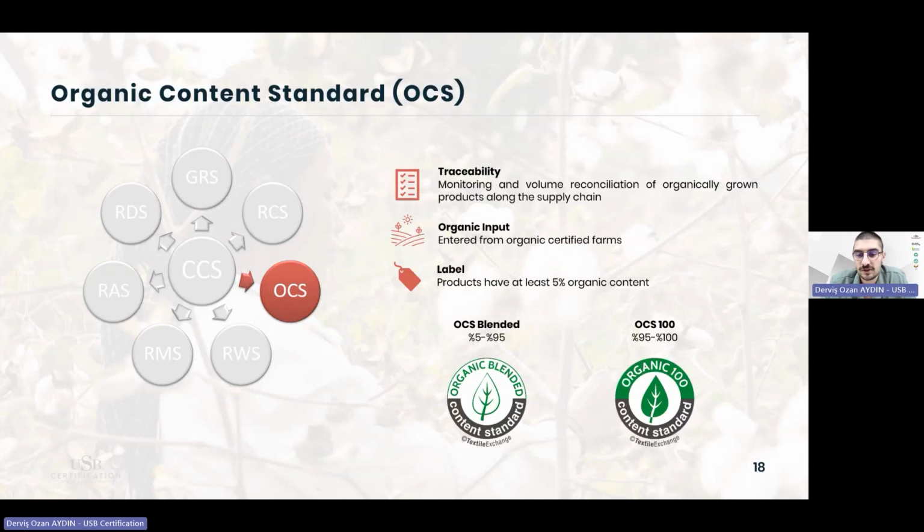Between 5% to 95% organic material, the OCS blended label can be given to the product. For the OCS 100 label, more than 95% organic material has to be in the product.